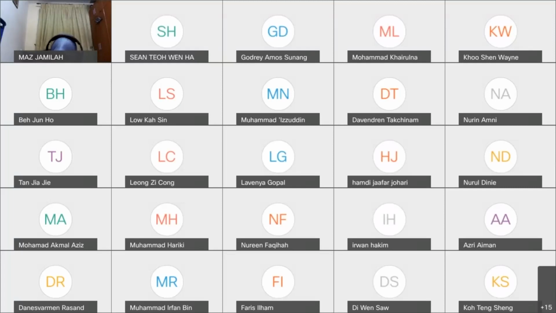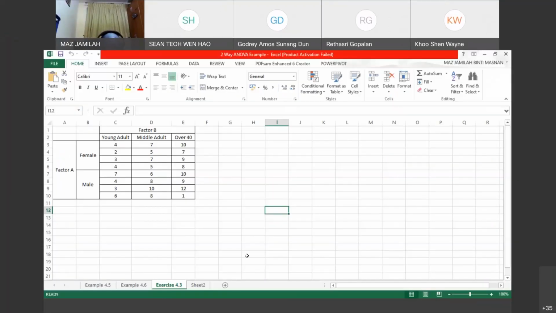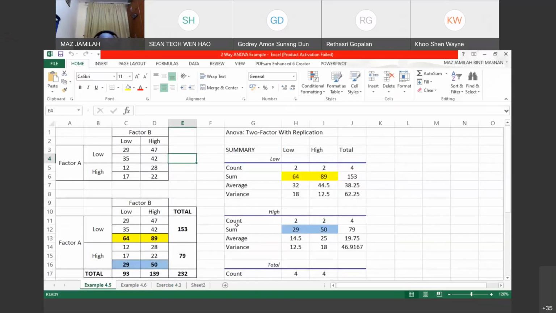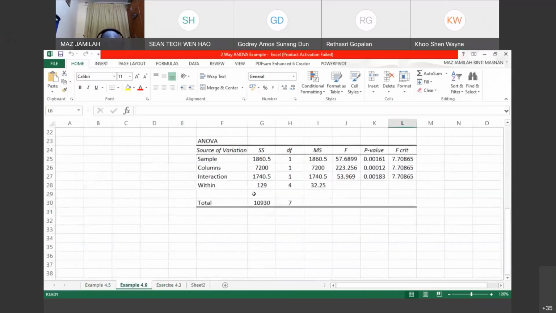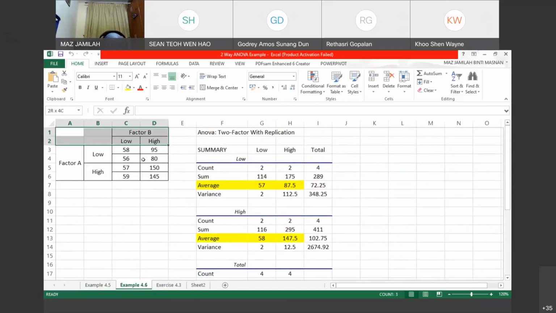Okay, this is my Excel. Now I would like to show you how to perform the ANOVA test for two-way ANOVA using the previous example. This is your first example just now. I don't think it will be similar, so I go straight to the second example. I have this table. Imagine you key in exactly what you are given in your textbook, and then we are going to generate the ANOVA table using Excel.